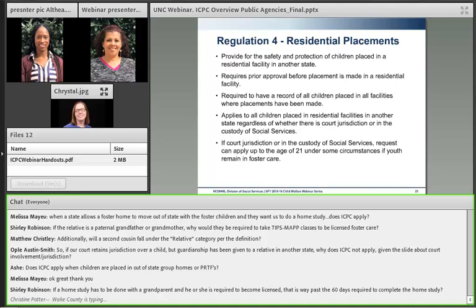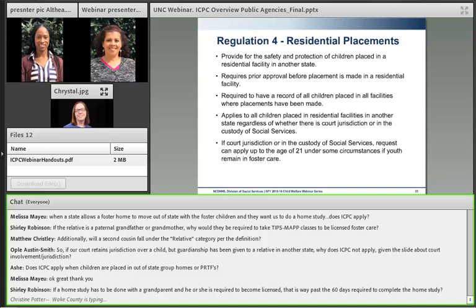The next slide is about Regulation 4, and this is for residential requests. So we refer to them as PRTF, which is Psychiatric Residential Treatment Facilities. Regulation 4 provides for the safety and protection of children placed in a PRTF in another state. Approval should be received prior to placement, and this can apply to children up to the age of 21.